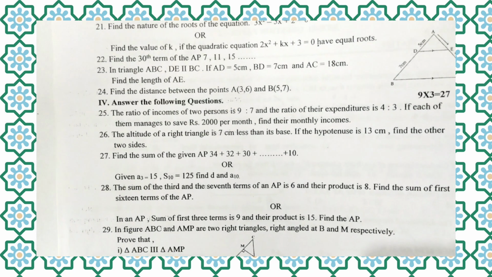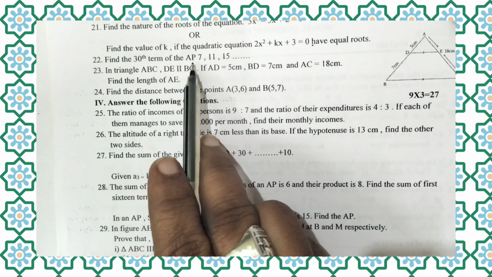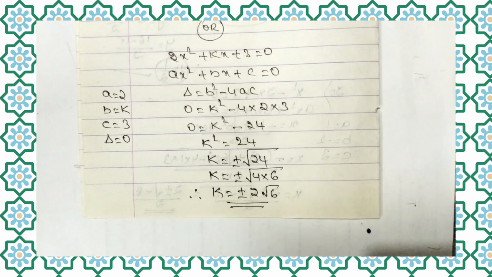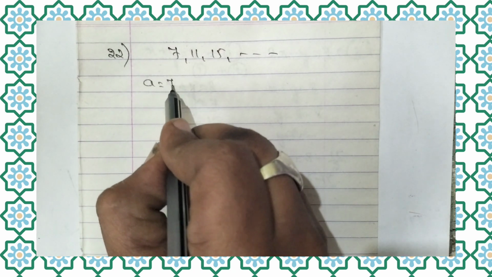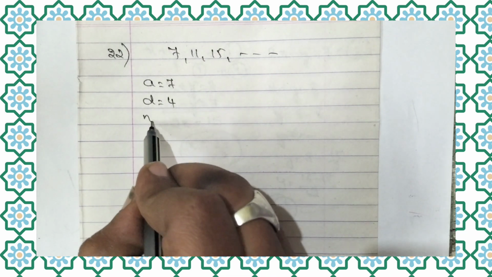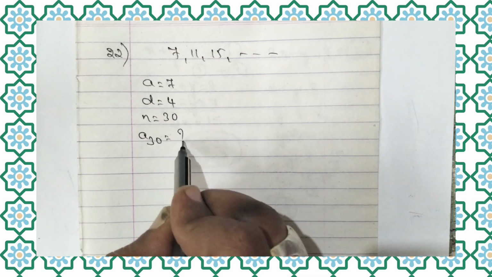Now let us move to the 22nd question. Find the 30th term of the AP 7, 11, 15. So we have to find out A30. So a is equal to 7, d is equal to 11 minus 7 is 4, n is equal to 30, A30 is equal to question mark.